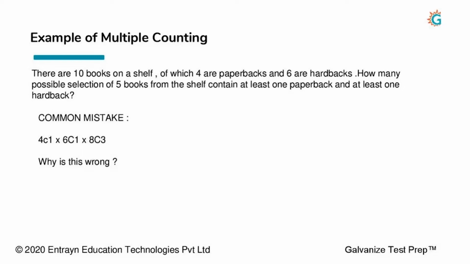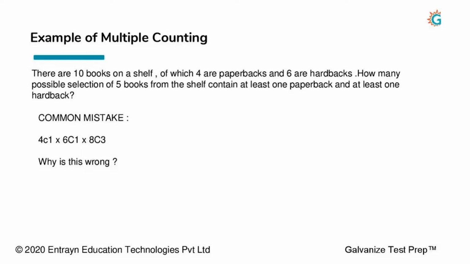Right. There are several ways to solve this problem. That is what students think. And most of the students make this mistake. Since the question says at least one paperback, at least one hardback, they would fix this one. That is, from 4 paperbacks, you can choose 1 in 4C1 ways. And from 6 hardbacks, you can choose 1 in 6C1 ways.